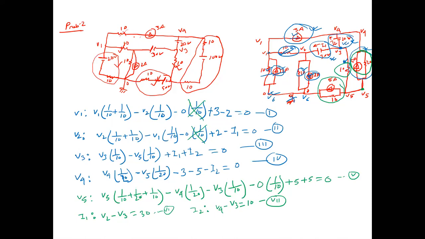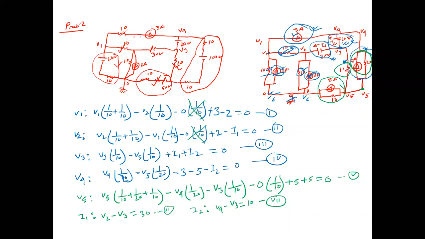Sir, P5 and P6 have no relation. Why? P5 is V5 and P6 is V6, and P6 has no relation. This is not V6, this is 0. If we do not use ground, then this is V6.